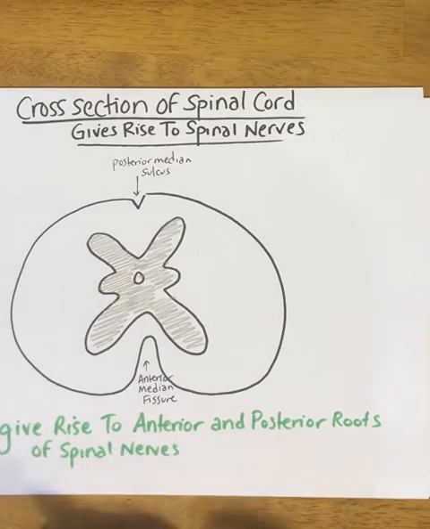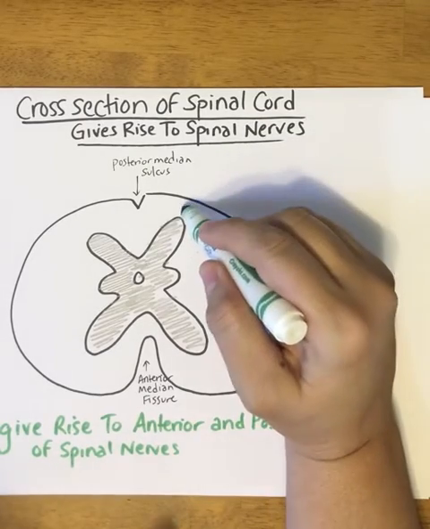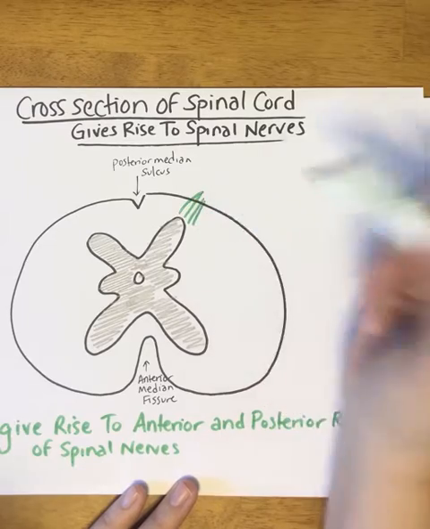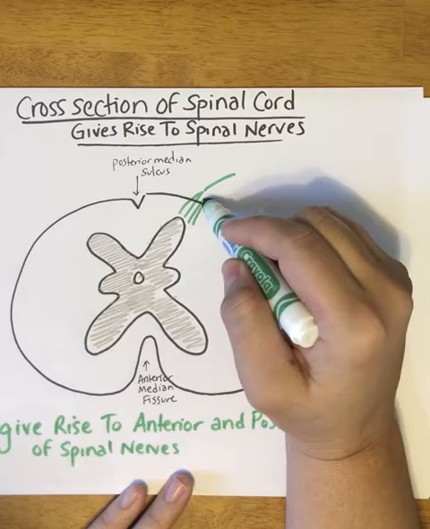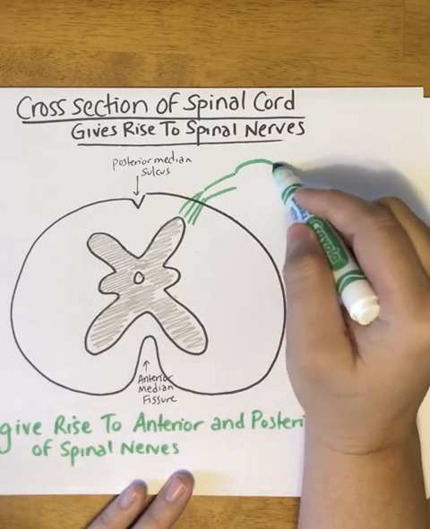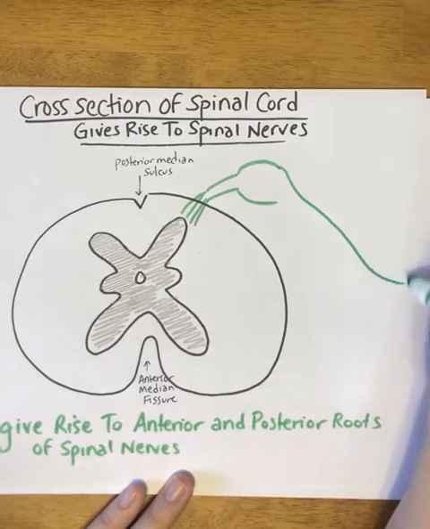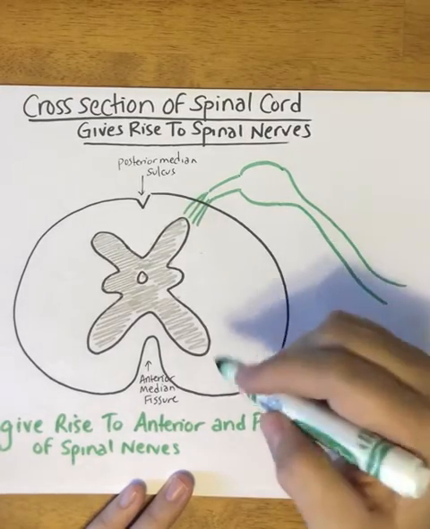Now, when talking about spinal nerves, we actually start with something called rootlets. Rootlets are a little tinier. So your posterior horn is going to give rise to your posterior root, and there's going to be a swelling, which is going to be called your posterior root ganglion.